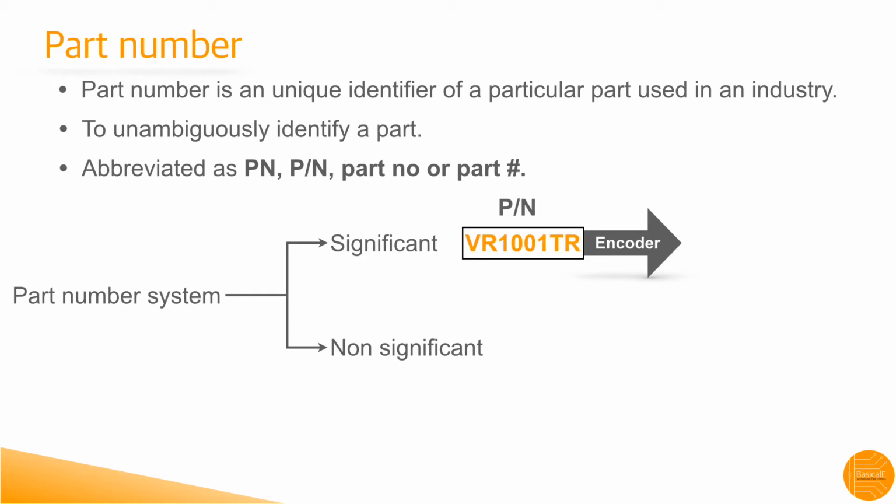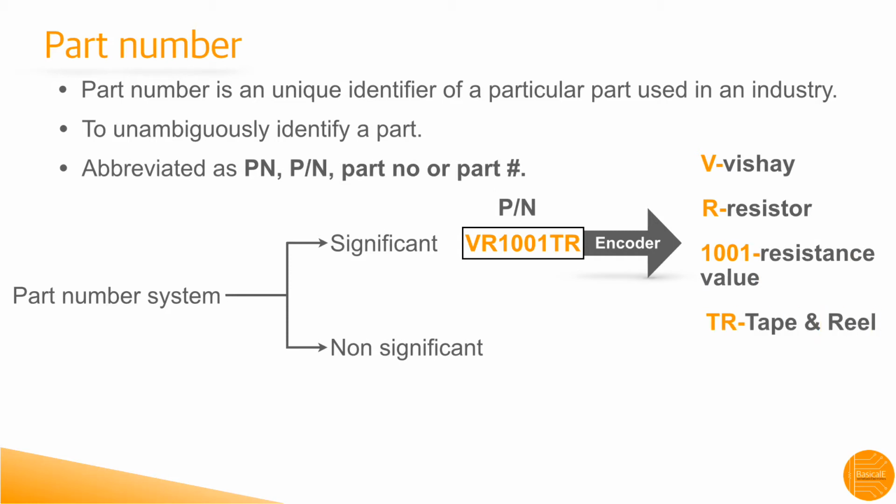For example, a part number VR1001TR can be described as follows: V means Vishay, the name of the manufacturer; R means resistor; 1001 indicates the resistance value; and TR means tape and reel packaging. It's just an example for understanding the significant number system. In the actual case, it is not as simple as this.